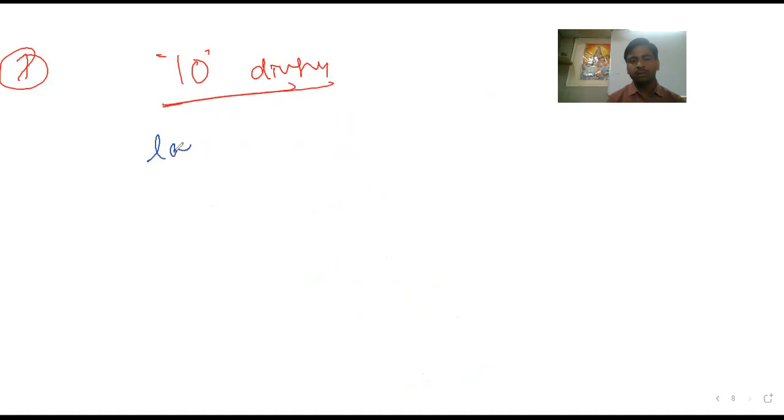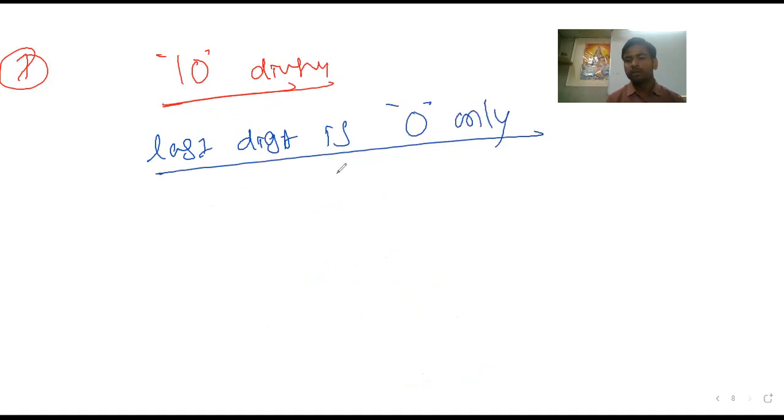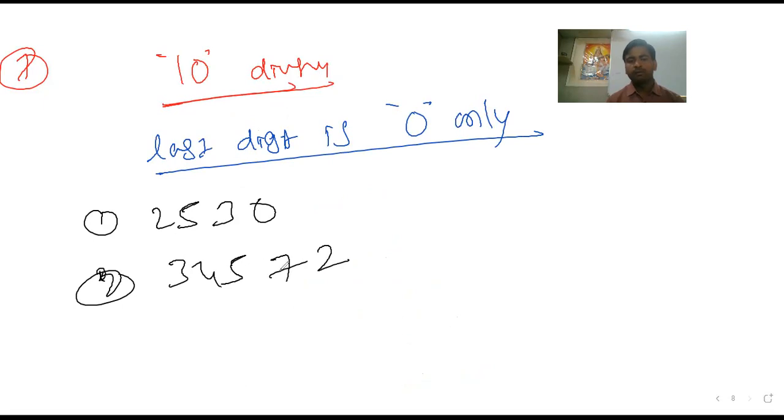Next concept is the 10th: the divisibility rule of 10. The divisibility rule of 10 is very simple, like 5. The last digit is 0 only. Example: 25340. The second one, 34572. 45623. So please tell me, how can you decide the answer?